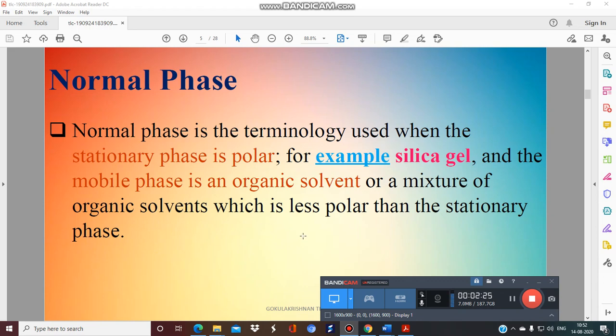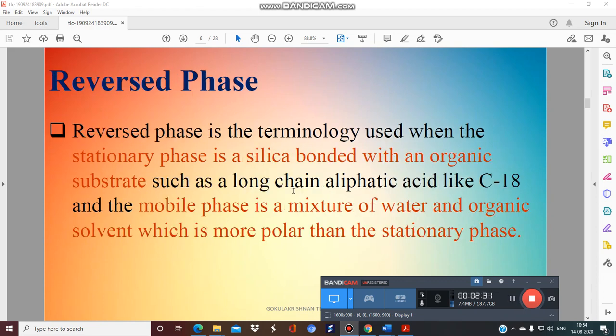I hope you have an idea about the polarity index. We have already covered this point, right? So please go through the video on polarity also. Now please see reverse phase TLC, in which the stationary phase is C18, that is the non-polar stationary phase, and the mobile phase is somewhat polar, like water. So more polar than the stationary phase. So this is the reverse phase. And reverse phase silica plates are very costly also. I have already told you this.